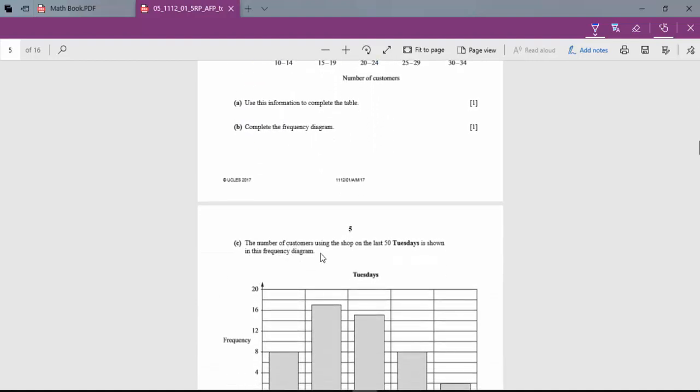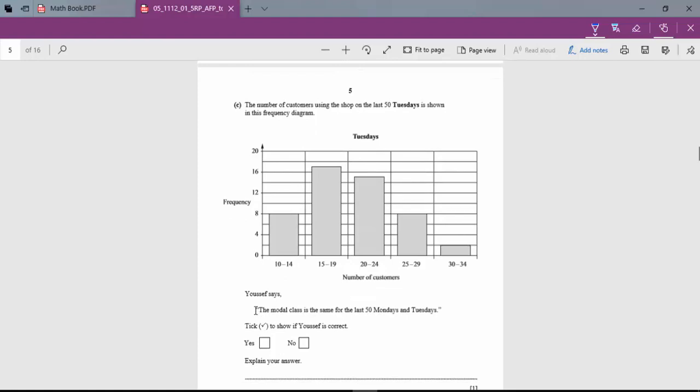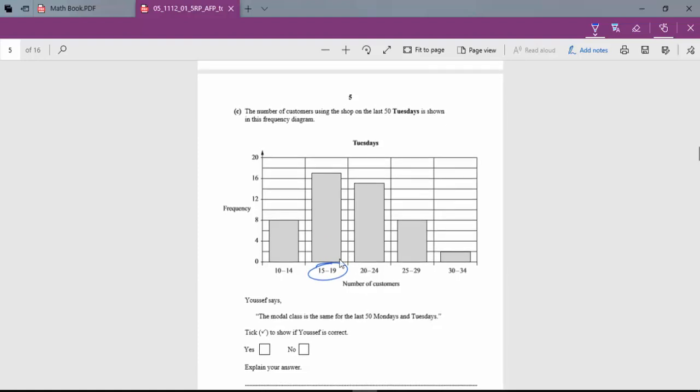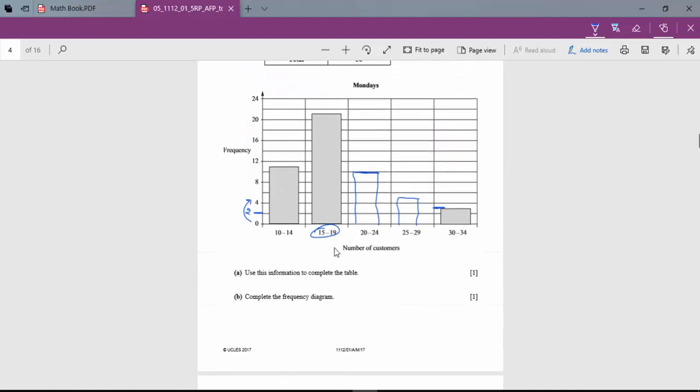Part C, the number of customers using the shop on the last 50 Tuesdays is shown in this frequency diagram. Okay, then the modal class is the same for the last 50 Mondays and Tuesdays. So Yusuf says the modal class is the same. Is he correct? So let's find the mode here. The mode here, the highest frequency is 15 to 19. This is the mode here, 15 to 19. The mode here again, 15 to 19, the highest frequency.